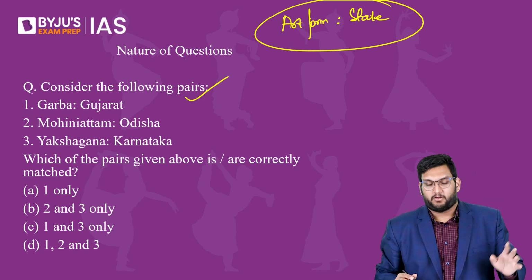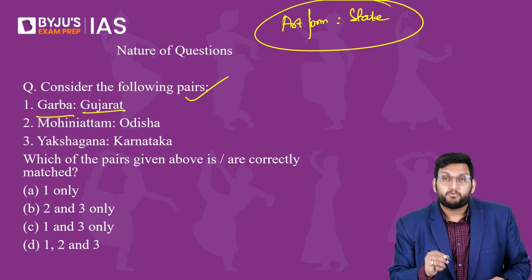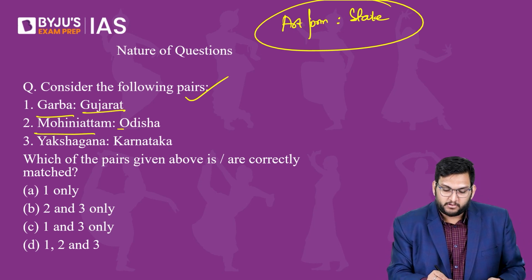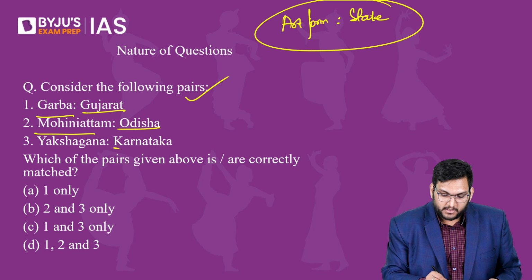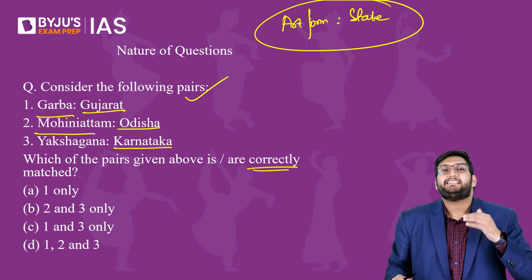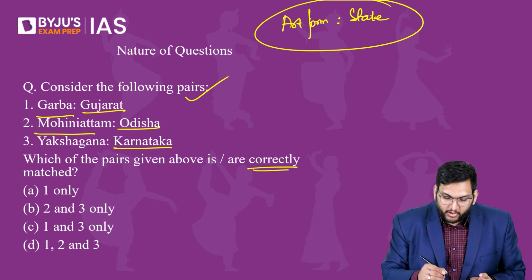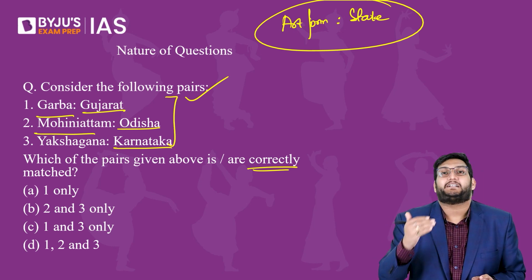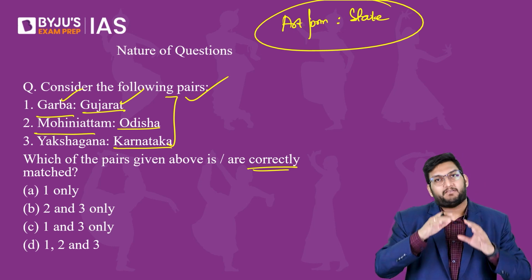So consider the following pairs. The pairs question is very common. Garba, Gujarat. Mohiniyattam, Odisha. Yakshagana, Karnataka. Which of the following is correctly matched? Here again, it is easy. Why is it easy? Because these are very well-known art forms. Garba comes from Gujarat, very standard thing.